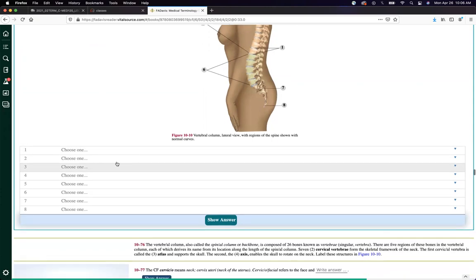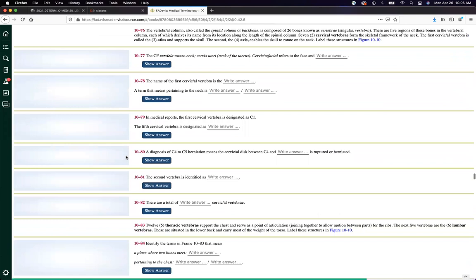But remember, your textbook doesn't save things. So once you log out, it's out.